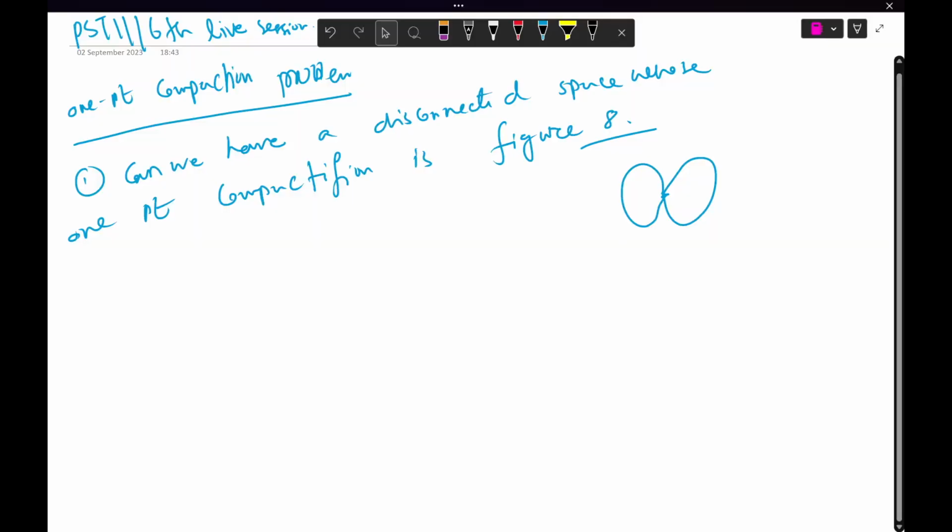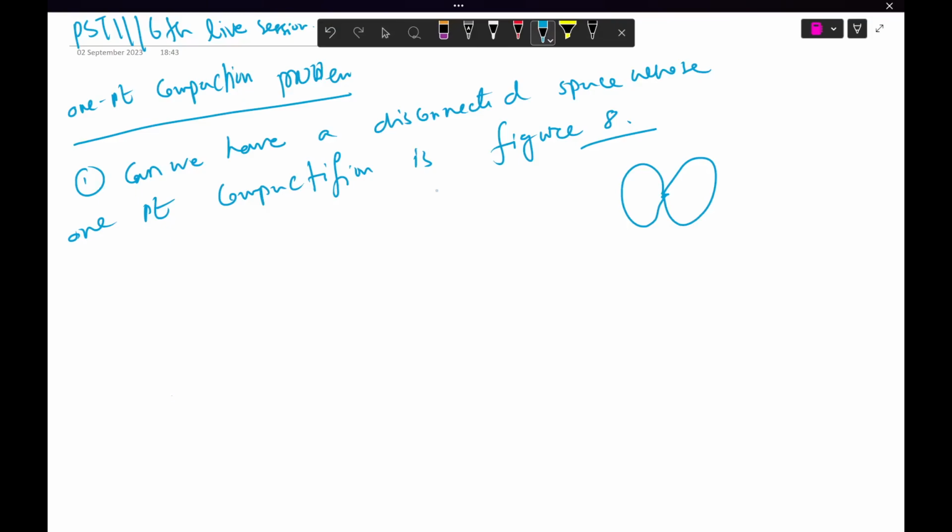So can we have one discrete space whose compactification is figure 8? For this, what we can do? So what is the possible idea? Basically we need to go in a backtrack. That is, we need to remove one point from the figure 8.